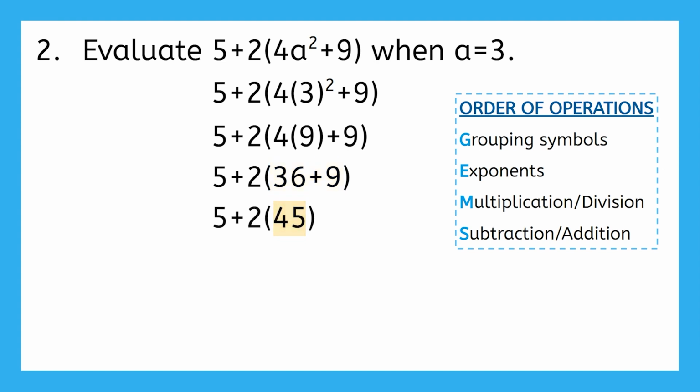Now, with the grouping symbols resolved, our expression becomes 5 plus 2 times 45. Again, to decide which operation to do first, we look to the order of operations. This expression no longer has grouping symbols, only parentheses showing multiplication. There are no exponents. So next is multiplication and division. So we'll do 2 times 45, which gives us 90. All that's left is 5 plus 90, which equals 95. This problem didn't have any real-world context. It had no units, so our final answer is just 95.